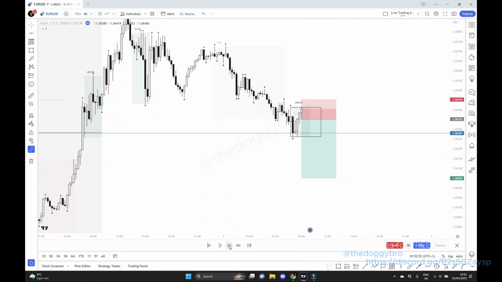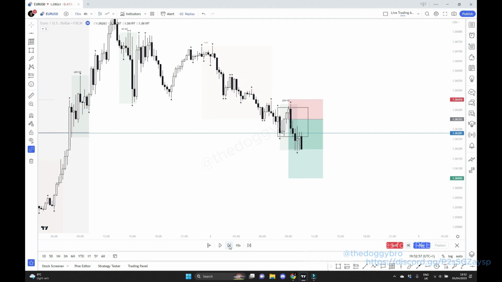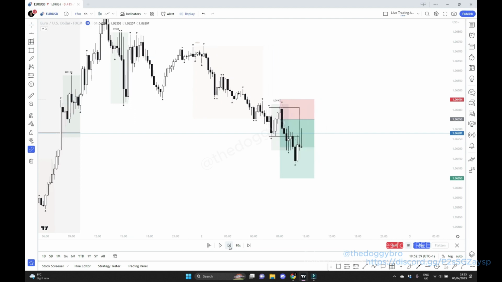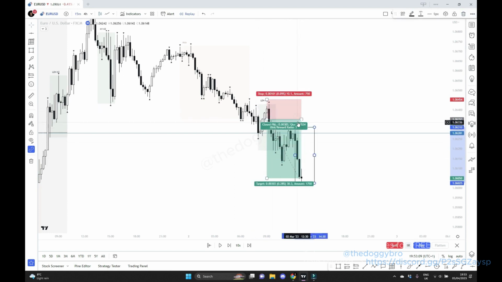3 to 1. Let's play that forwards. Price immediately takes us into the trade with a sell stop, and eventually hits TP. Nice. So dragging price down. Move this out of the way.